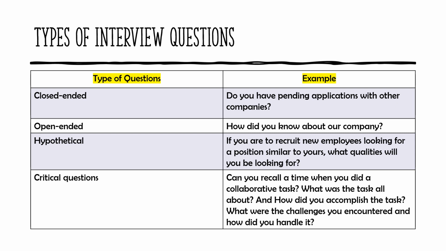Next, open-ended question. It requires the applicant to explain or elaborate his or her answer. For example, how did you know about our company? In this question, the applicant has to explain or describe the way he knew about the company or the business. The last three question types are actually very typical during the interview. The closed-ended questions are just asked after gathering pertinent data about the applicant. So you should experience most of these questions during the interview.